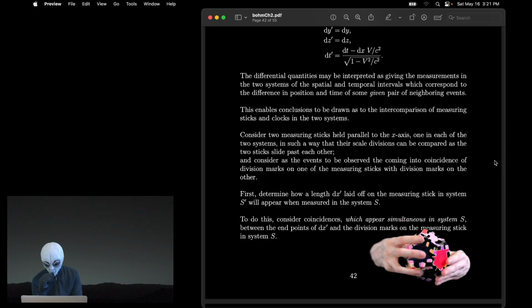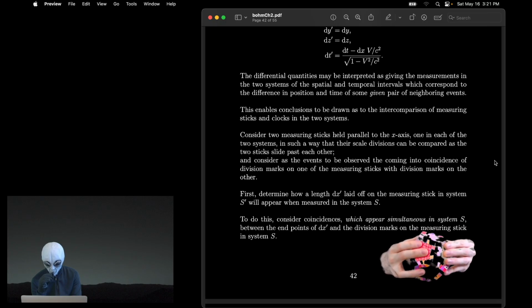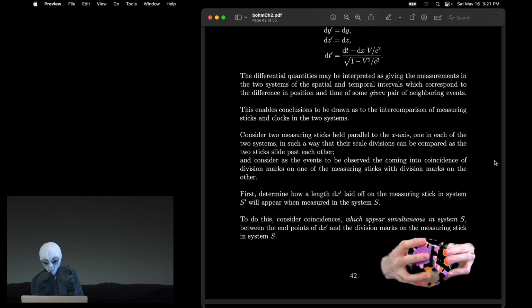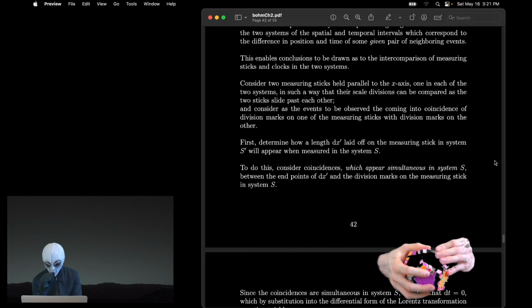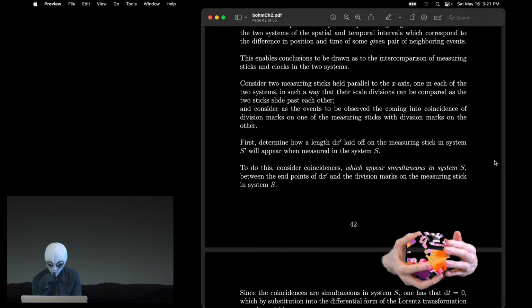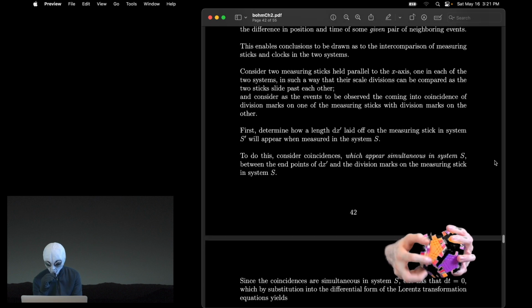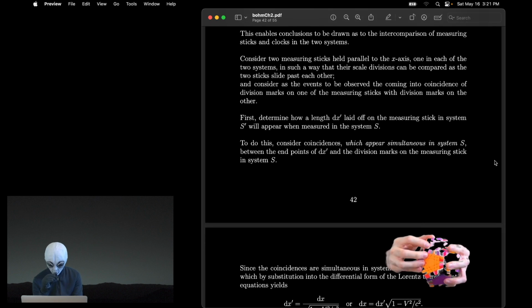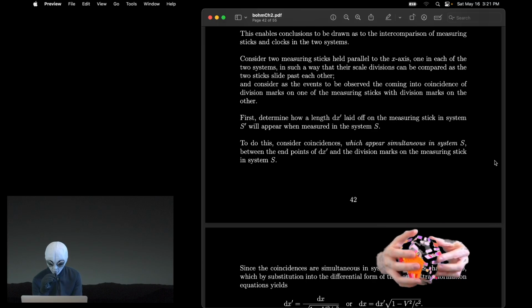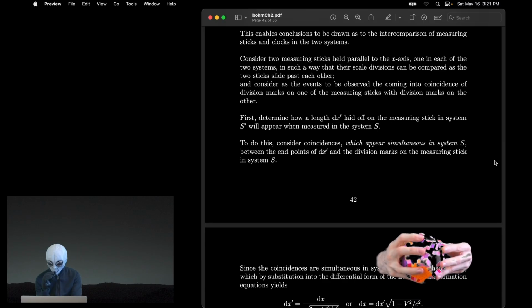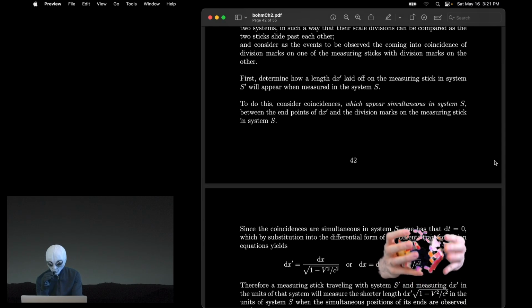The differential quantities may be interpreted as giving the measurements in the two systems of the spatial and temporal intervals which correspond to the difference in position and time of some given pair of neighboring events. This enables conclusions to be drawn as to the intercomparison of measuring sticks and clocks in the two systems. Consider two measuring sticks held parallel to the x-axis, one in each of the two systems, in such a way that their scale divisions can be compared as the two sticks slide past each other, and consider as the events to be observed the coming into coincidence of the division marks on one of the measuring sticks with division marks on the other.